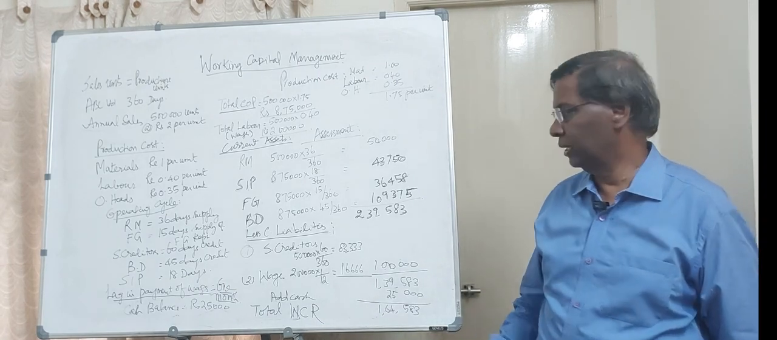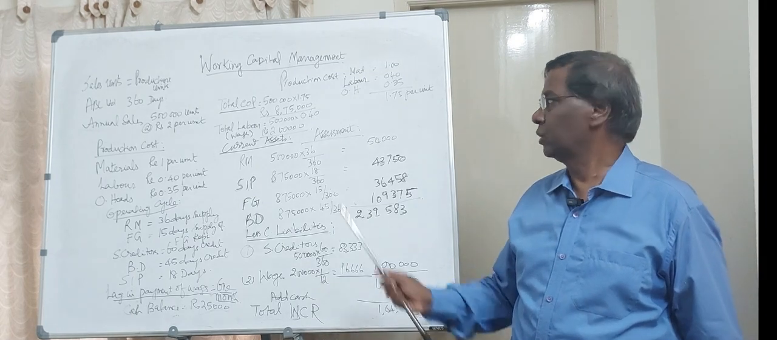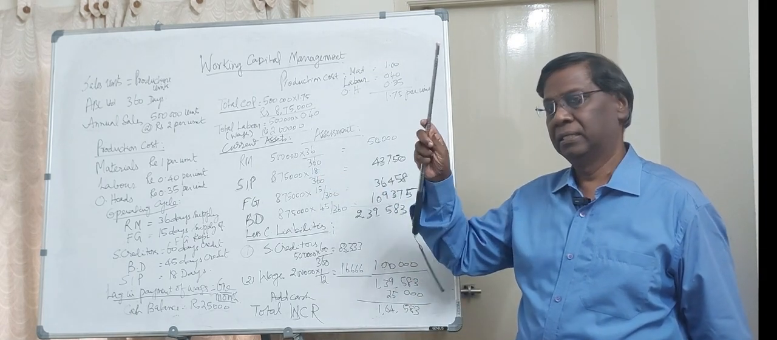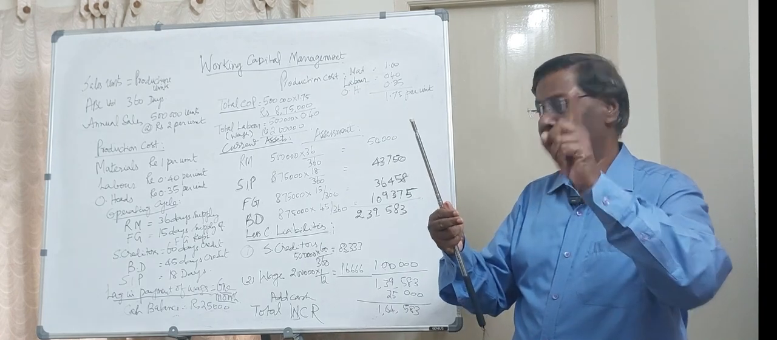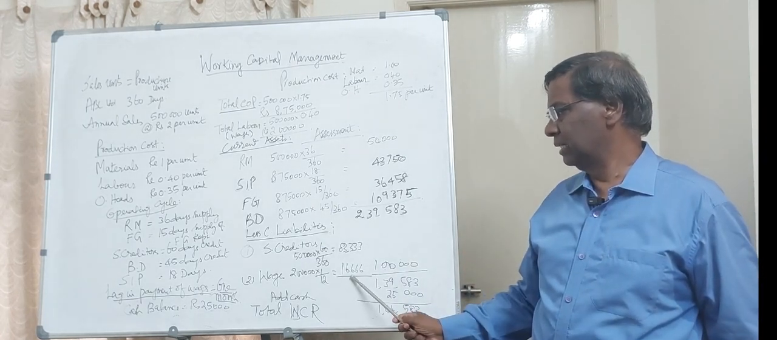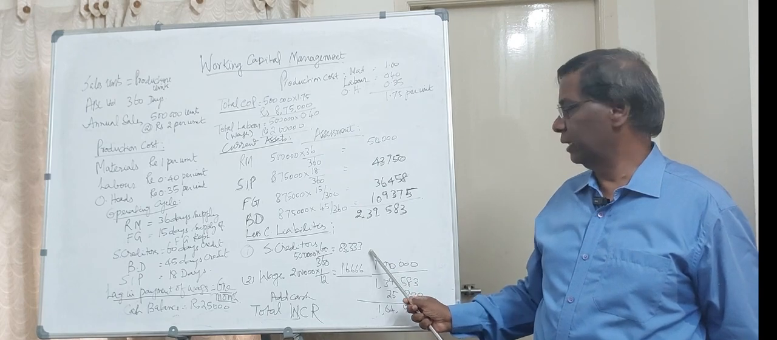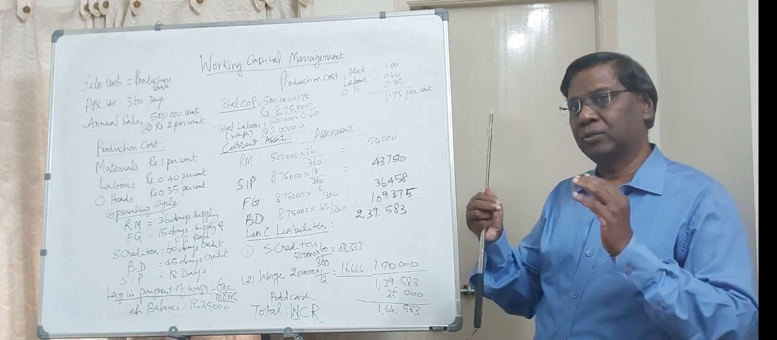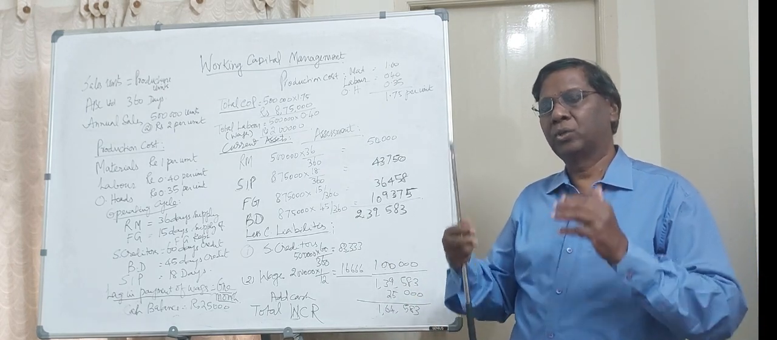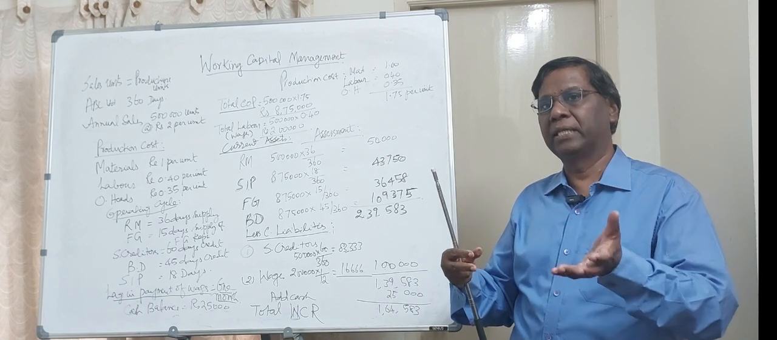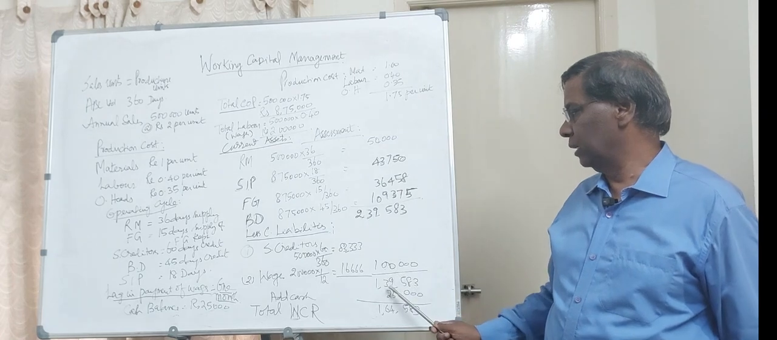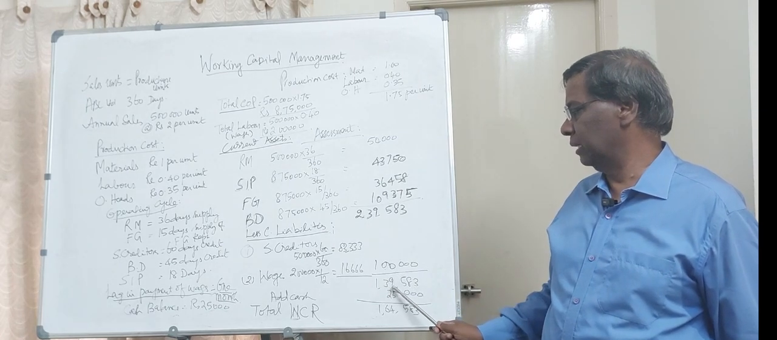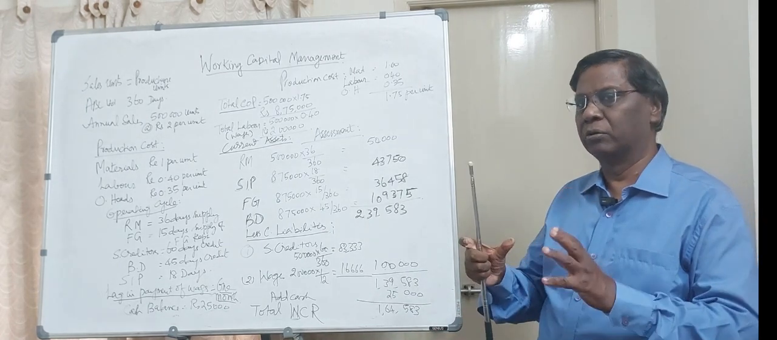Got the point? So again, wages. What is the total wages in a year? 2 lakhs. But the lag, the deferment, is only 1 month. So divided by 12 equals 16,666. This is the relief you are getting from your creditors by postponing the wages, added to the current liabilities. So what is the net working capital here? 1 lakh 39,583 is the total requirement.